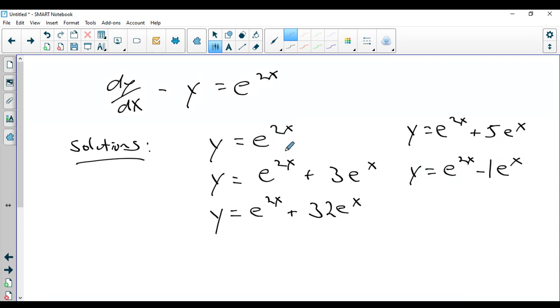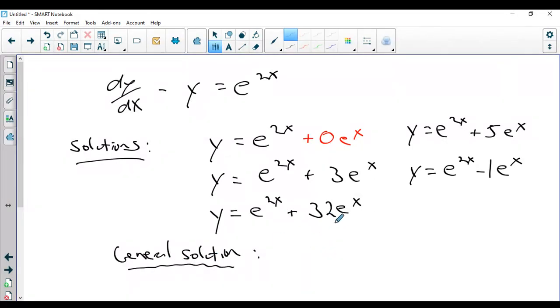And you're like, well, this one looks weird. This one actually kind of fits this mold, right? You can view this as plus 0 e to the x. So what we would call each of these individual solutions, we call them particular or specific solutions. But it turns out that there's something called a general solution that kind of fits all of these. It's like the mold to create these.